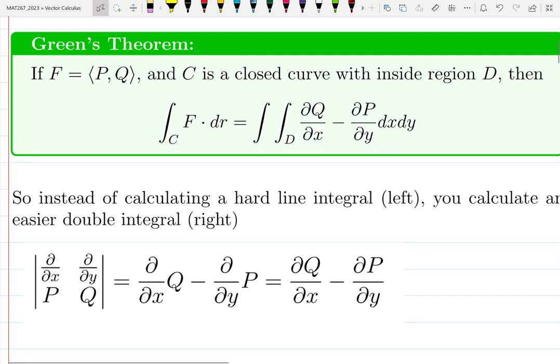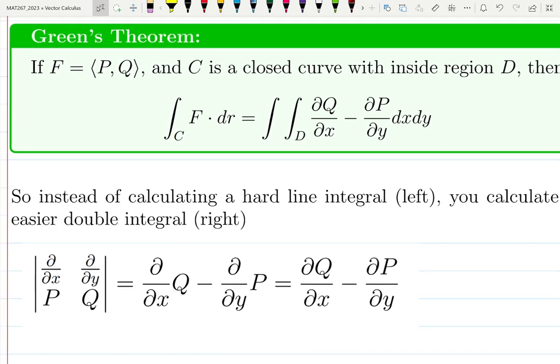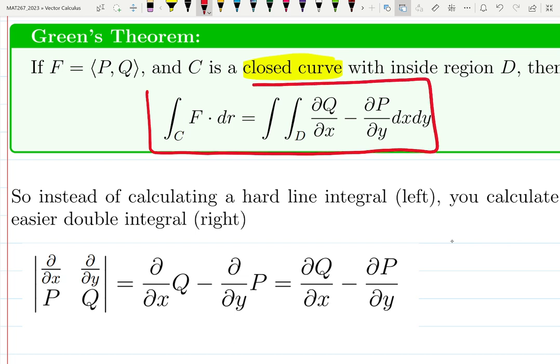Green's theorem. If F consists of two components, P and Q, and C is a closed curve with the region D inside, so closed is important, then there is a formula. The integral you've seen before in your previous homework, the integral of F dr, is the double integral over D of the partial derivative of Q with respect to x, minus the partial derivative of P with respect to y, dx dy.